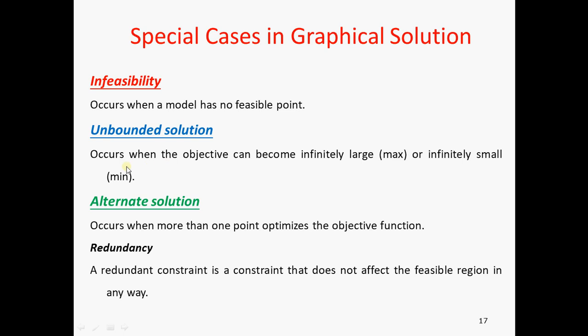Unbounded solution occurs when the objective can become infinitely large or infinitely small. Let us take it like this. Objective function is maximization, that is Z max. All the constraints are showing upwards, greater than or equal to 0, greater than or equal to 0, or something like that. Then there is no point of maximizing it. If you keep on increasing the values of x1 and x2, the value of z also will increase. That case is called unbounded. I mean, there is no boundary.